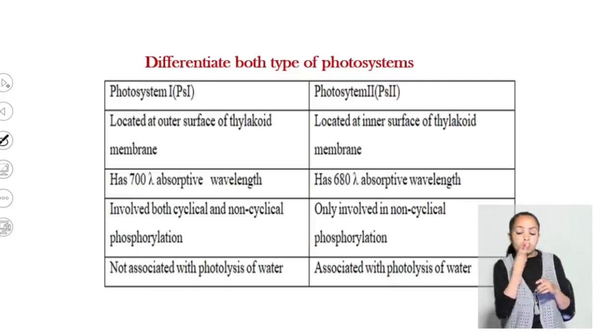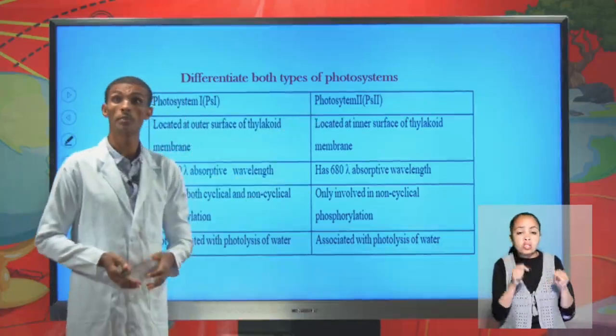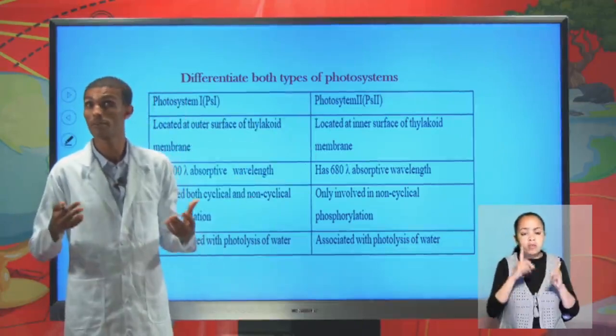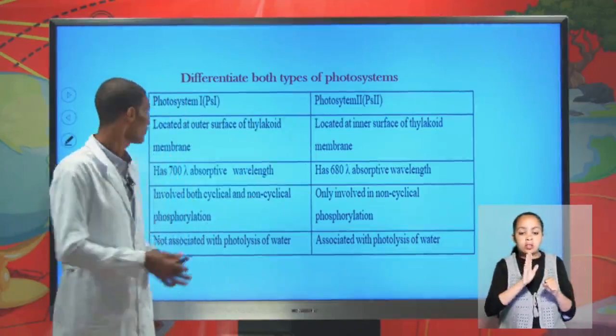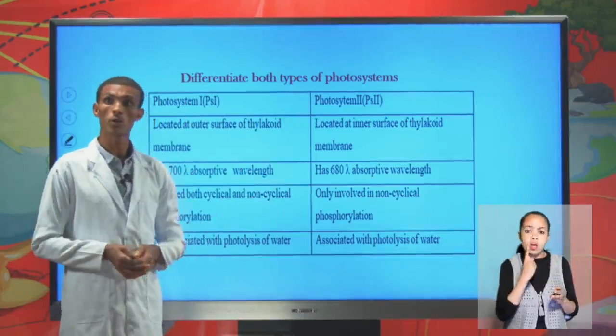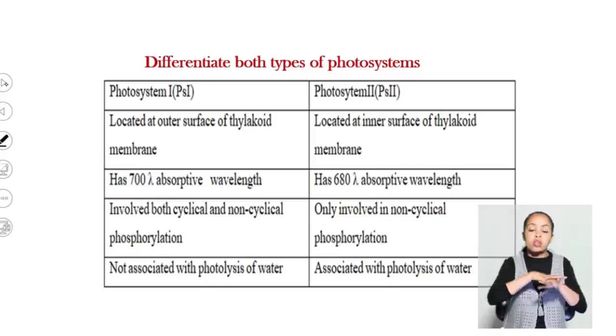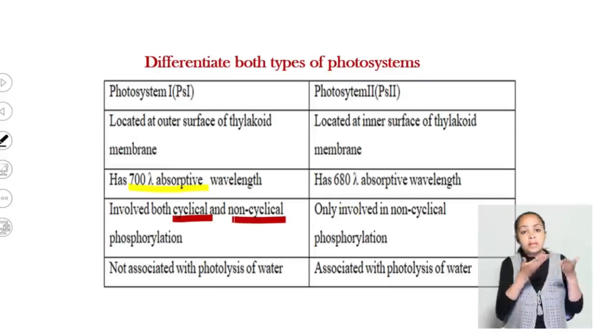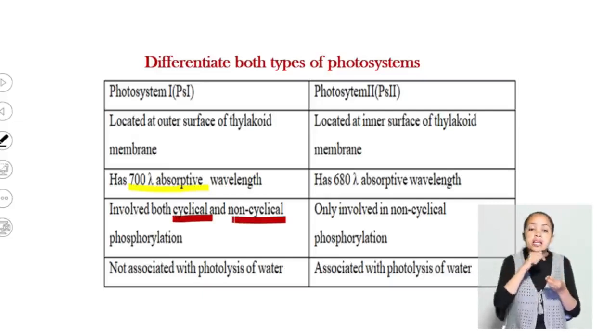When we see, there are two types of photosystem in the thylakoid membrane. These are photosystem 1 and photosystem 2, which have different absorptive wavelengths. These both types of photosystem absorb with different absorptive spectra that make the system of photosynthesis efficient and effective. Let's see. Photosystem 1 is located at the outer surface of the thylakoid membrane with a 700 absorptive wavelength. And again, this type is present in both cyclic and non-cyclic phosphorylation.